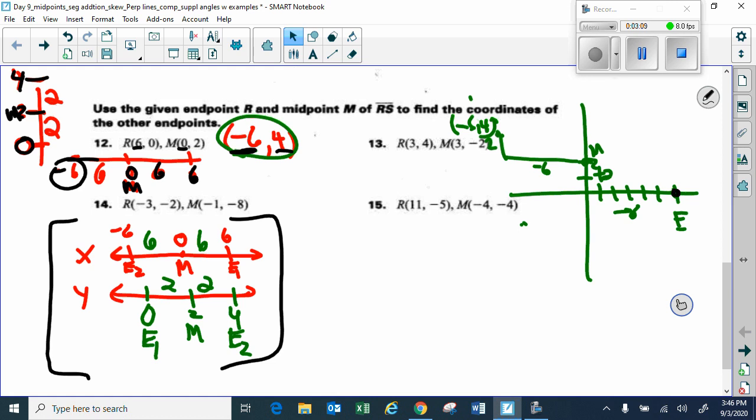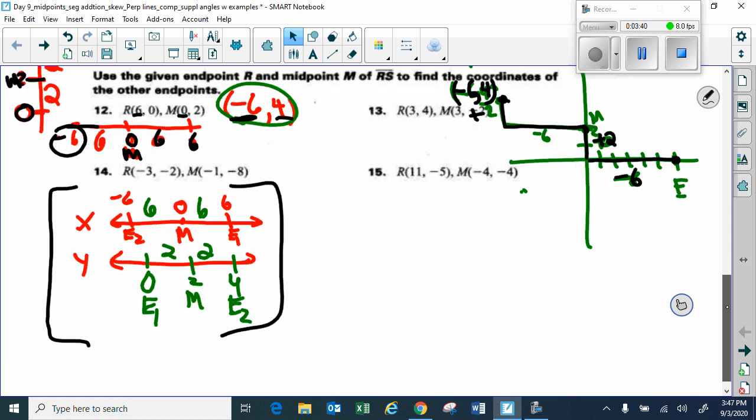So here's 6, 0. Here's 0, 2. And if 0, 2 is the midpoint, I know it has to be somewhere up over in here. Automatically, well, how did I get that? I went back 6. That's the negative 6 right here. And I went up 2, positive 2 that I have right there. So I do the exact same thing again. Back 6 and then up 2. And that takes to that point, which is your negative 6, 4. Okay, same answer. So if it's easier for you to use slope, then go ahead and do that. Okay, and do the other problems there.